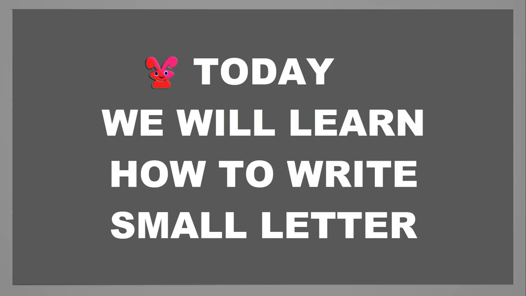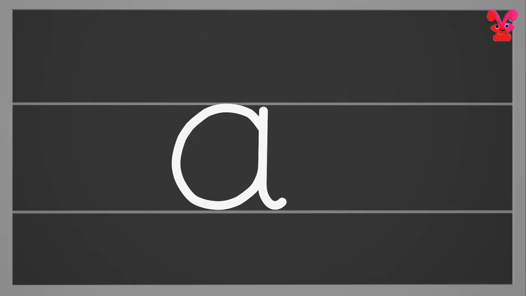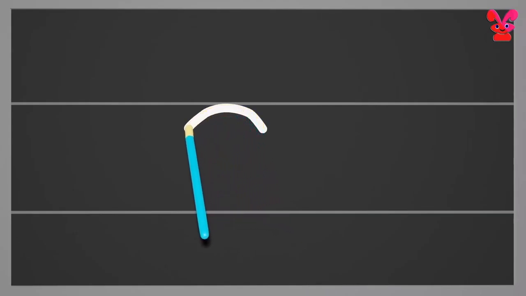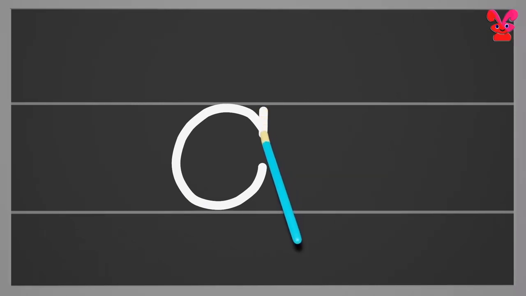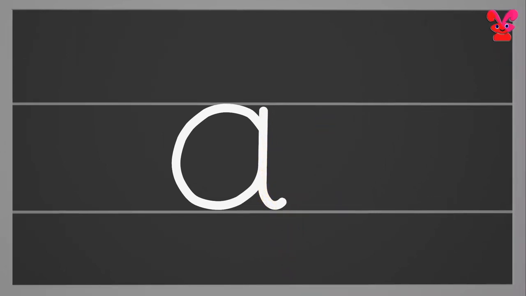Today we will learn how to write small letters. Small a. Start from the middle and make a curve reaching the bottom. Next, go to the middle again and draw a standing line downwards with a small curve at the bottom. Small a.